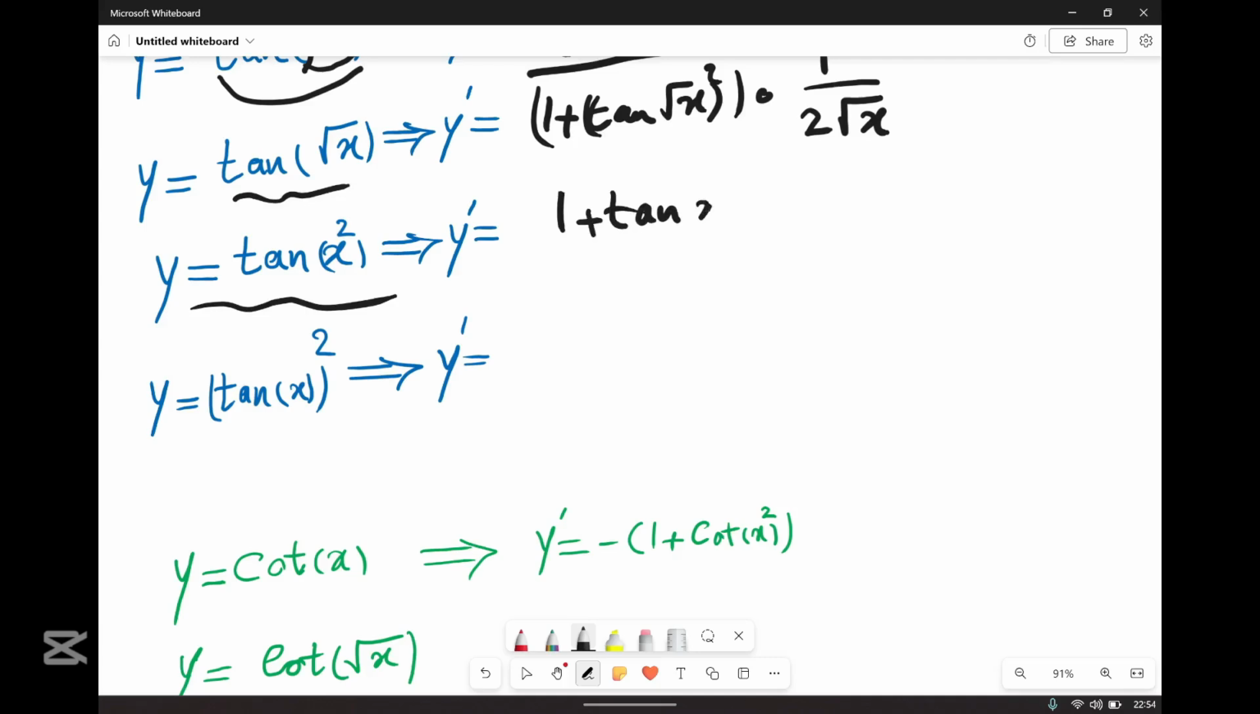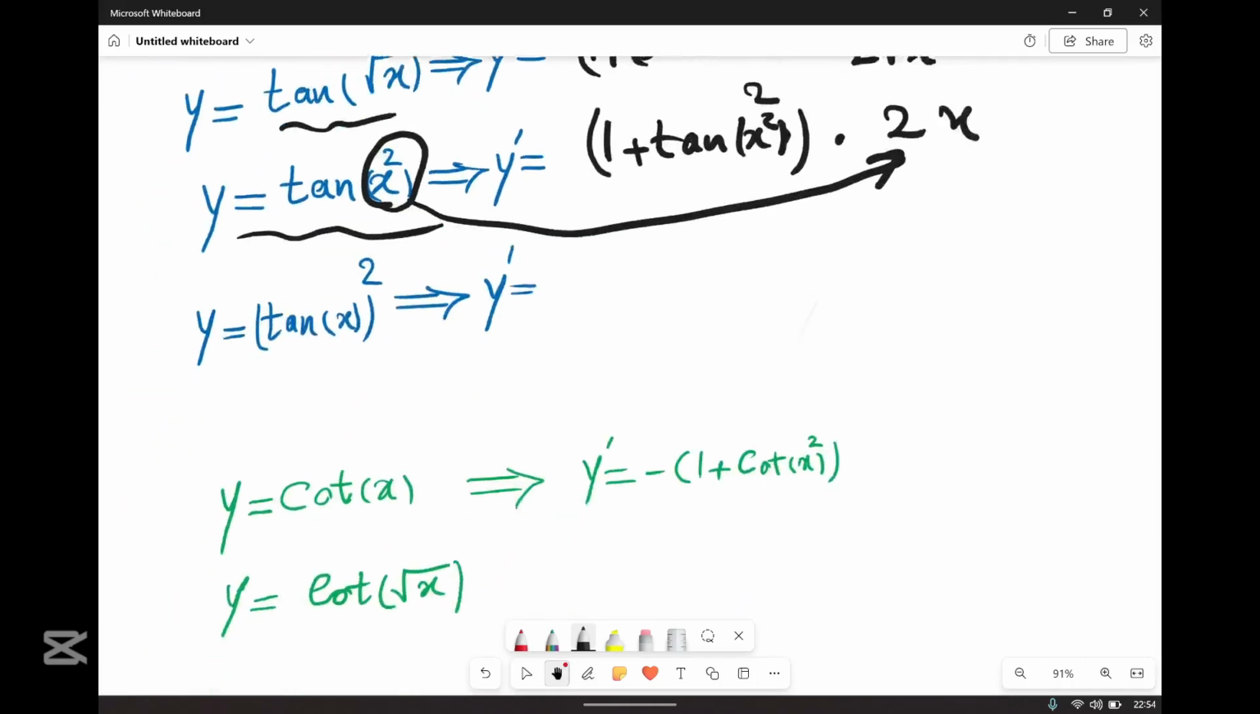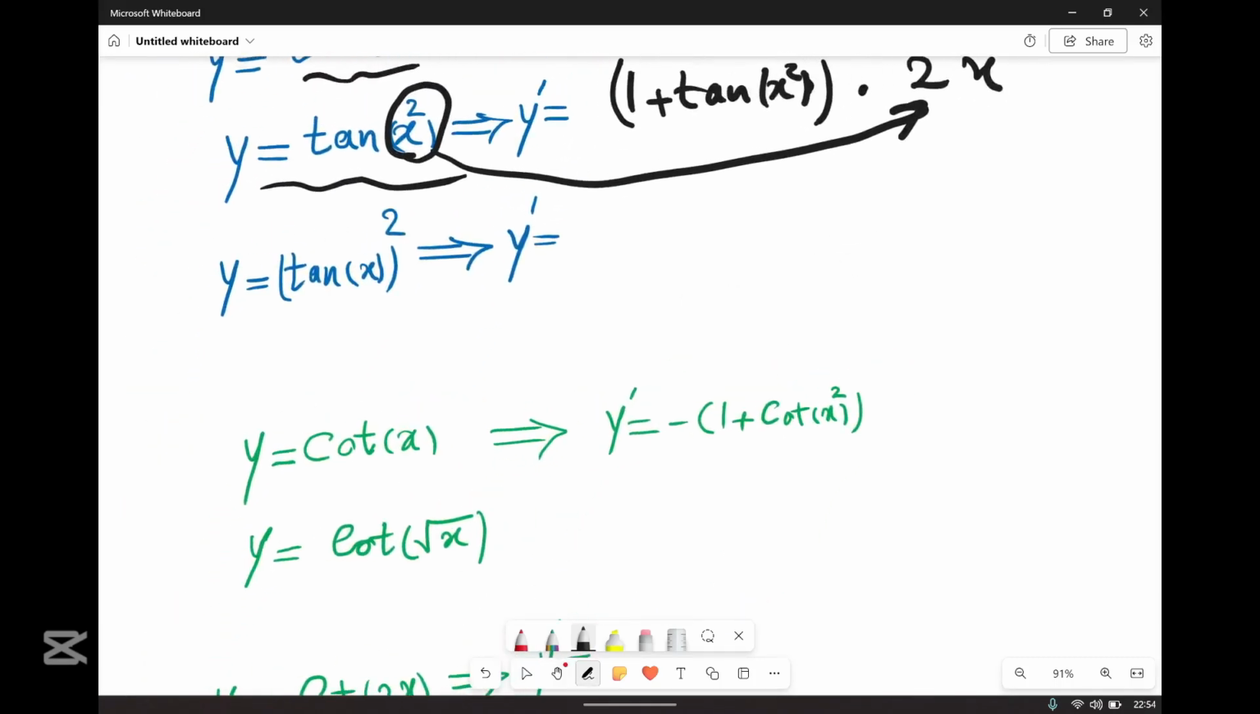You must put x power 2 in the parentheses, and after that multiply by 2x, the derivative of this part. Congratulations, you can solve better than me. What about this, guys? At first, the coefficient is 2 tangent x to the power 1, times the derivative of tangent, which is 1 plus tangent x power 2.